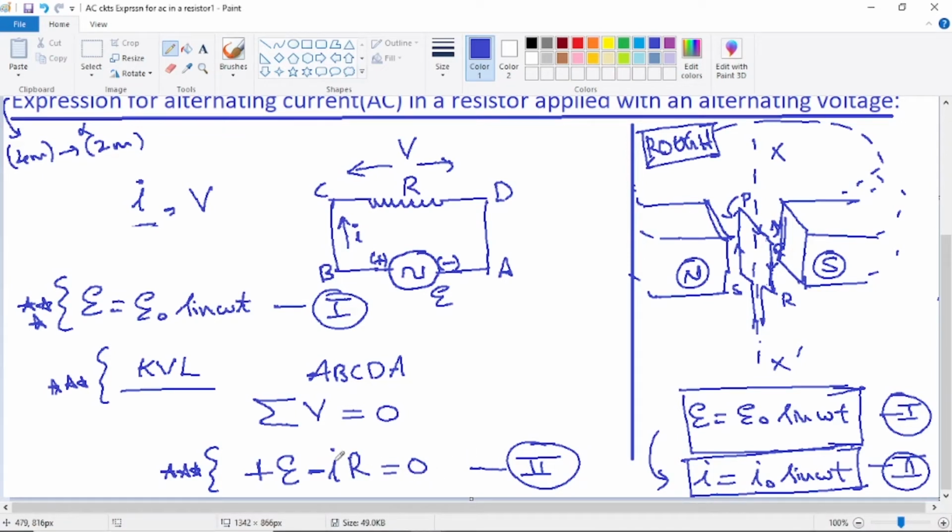So thus using the Kirchhoff's voltage law, we got this particular relation between the EMF and the current. Now the important thing is, because of the alternating EMF, some current is flowing. The current here, because the EMF is an alternating EMF, will also be an alternating current. So the aim of the derivation is to get an expression for the alternating current itself. That means the current due to the alternating EMF, we are trying to get an expression.